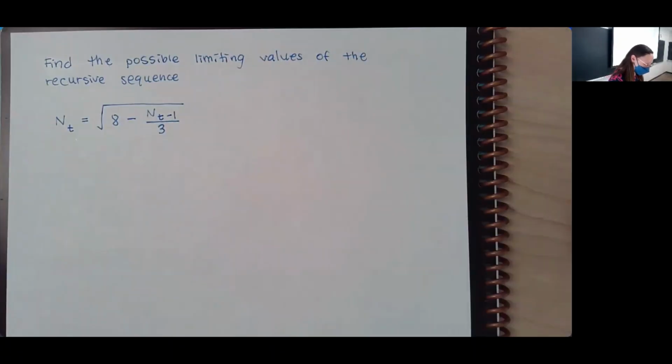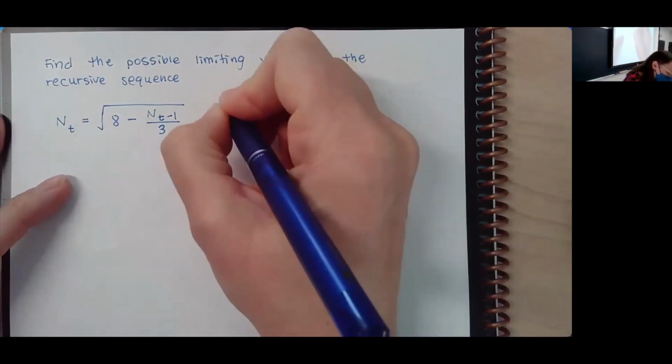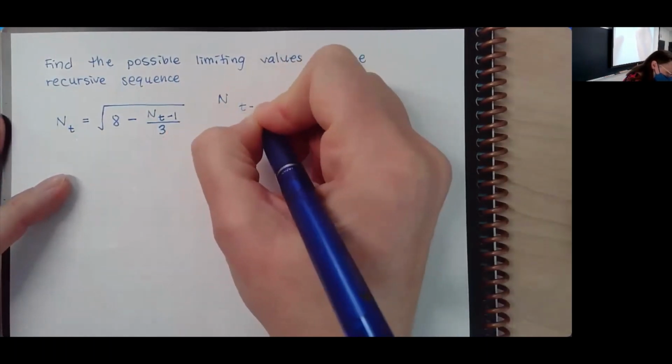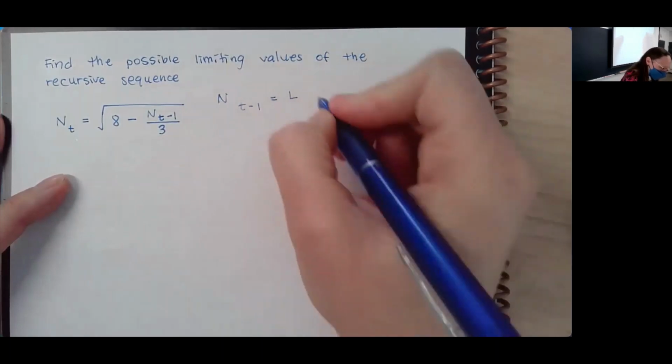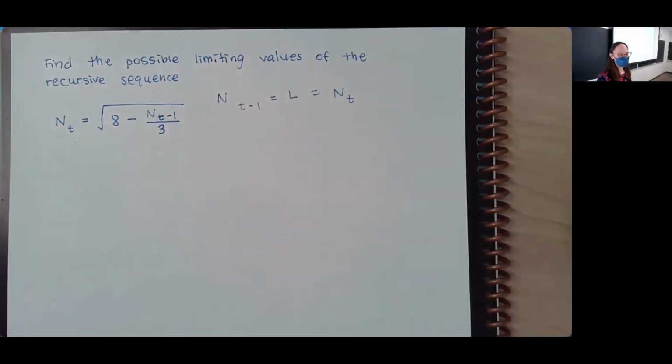So algebraically, if we're going to get to the limit, then I know that my n sub t minus 1 would be equal to that limit, and also my n sub t would be equal to the limit, because it's the place I'm gonna get stuck at. Okay, so both of them will be equal, because I'm specifically looking for the place I get stuck at.